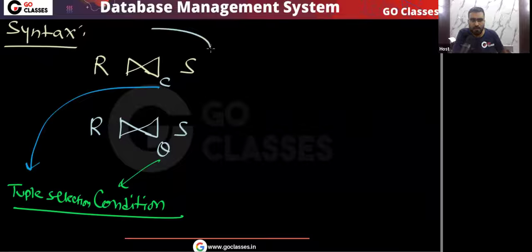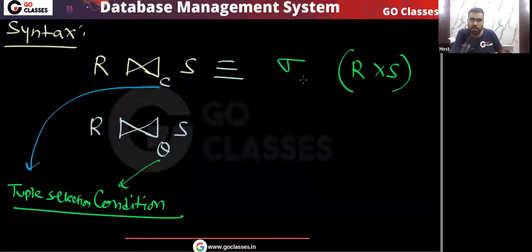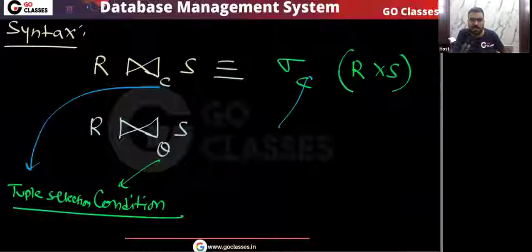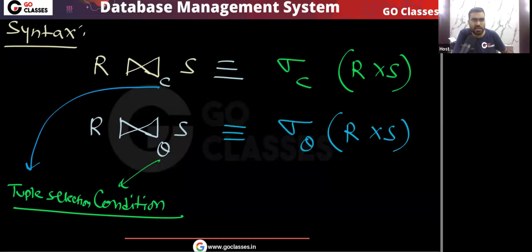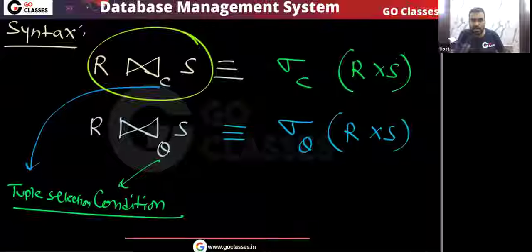Now let me tell you, whenever you see this, it is equivalent to doing the cross product of R comma S, and then selecting the tuples based on this tuple selection condition. Is this clear? So remember, this is equivalent to doing R cross S, and then selecting the tuples based on this condition, theta. Very simple. First you do the cross product, and then you select the tuples based on this condition. But one thing I want to tell you, they are equivalent, this and this.